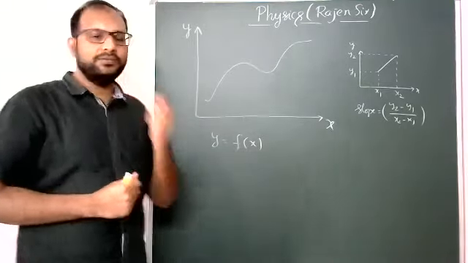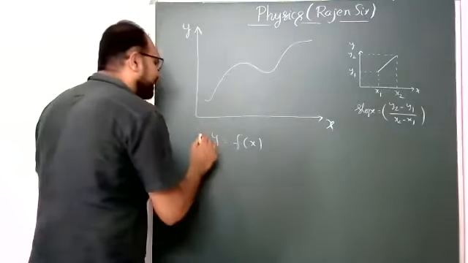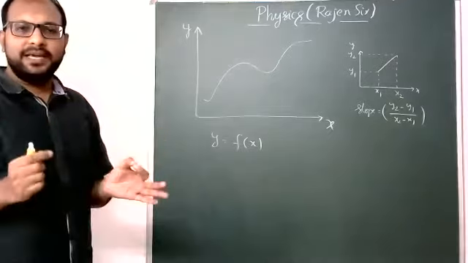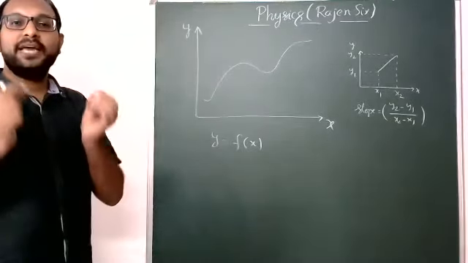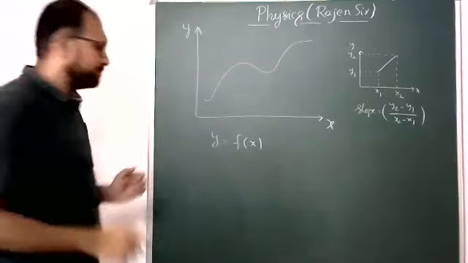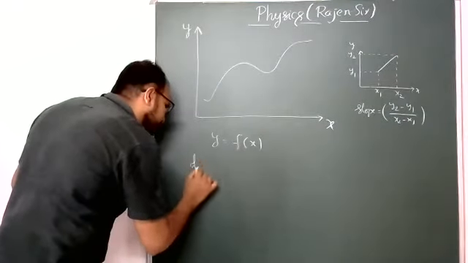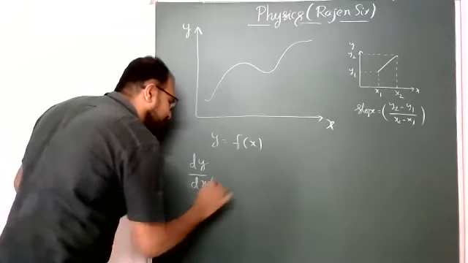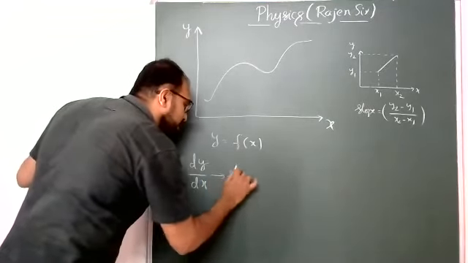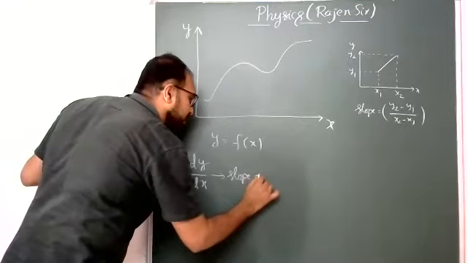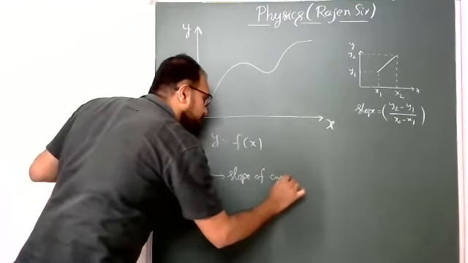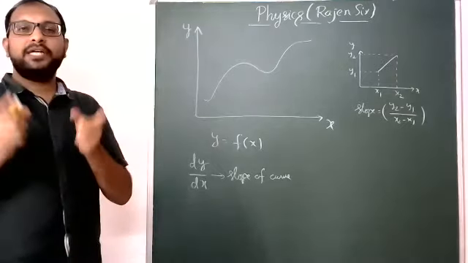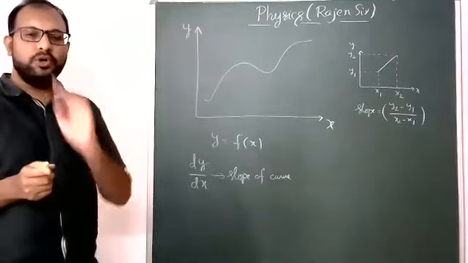To find the slope of a curve, there is one new mathematical operator. That operation's name is differentiation. This is dy divided by dx. It is nothing but the slope of the curve. Suppose you need the slope at x equal to 5 centimeters.